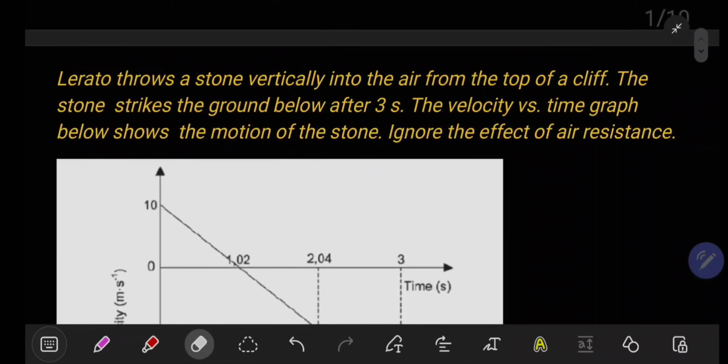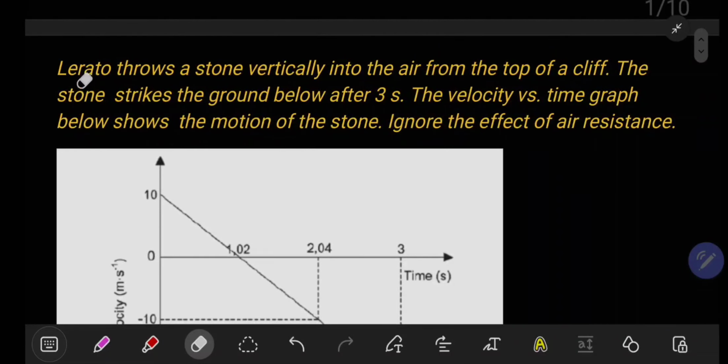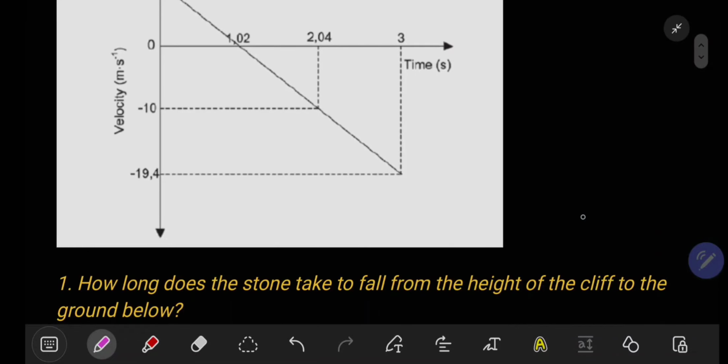So when we analyze this, we know that there is a person who throws a stone vertically into the air on top of a cliff. So it means this person is on top of a cliff, and then the stone strikes the ground below after 3 seconds.